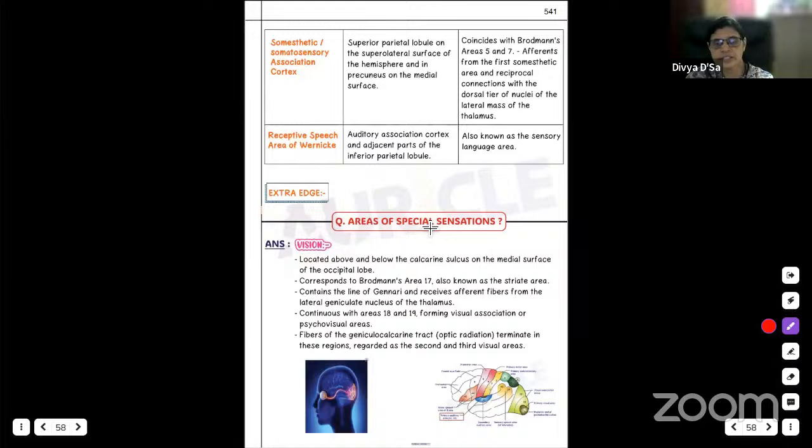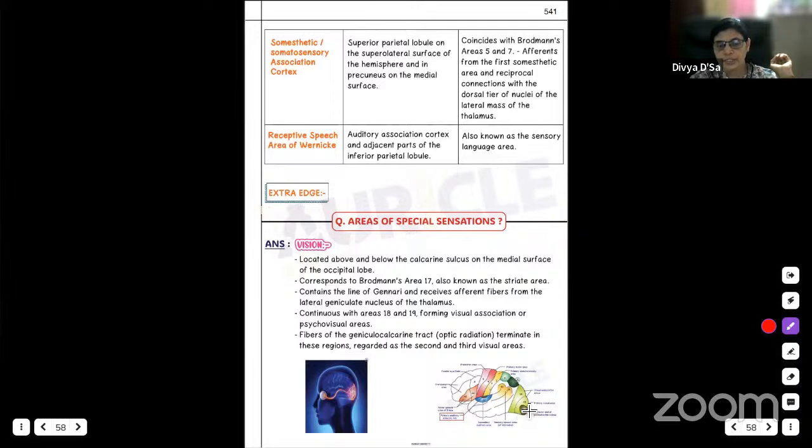So, areas of special sensations now. We have vision. This is located above and below the calcarine sulcus, on the medial surface of the occipital lobe, as well as here also. It corresponds to area number 17. This area is also called the striate area. It is the primary visual area. It contains the line of Gennari and receives afferent fibers from the lateral geniculate nucleus of the thalamus.